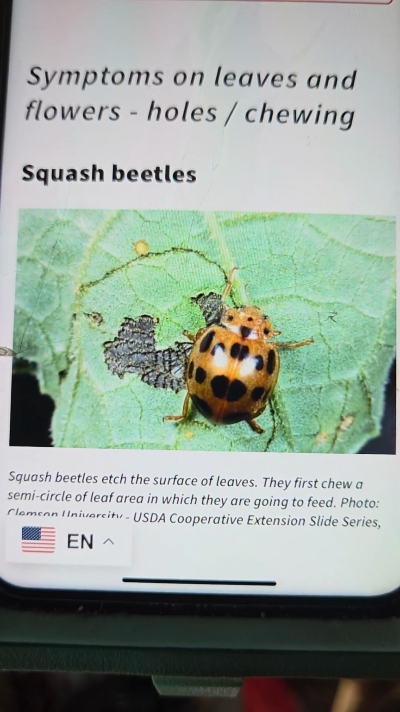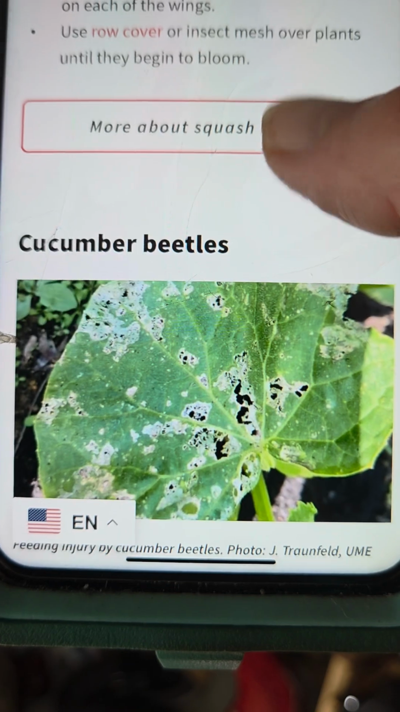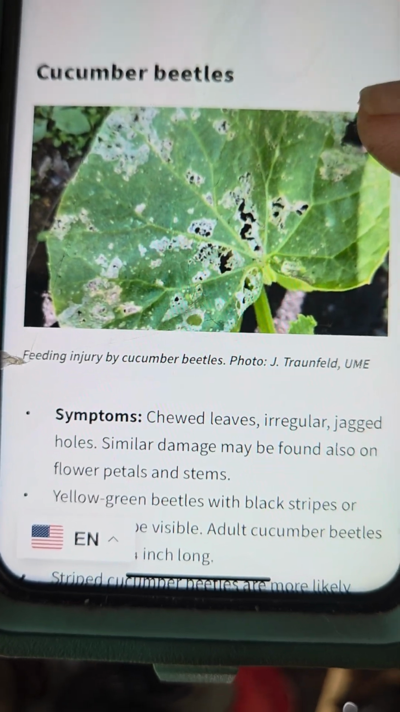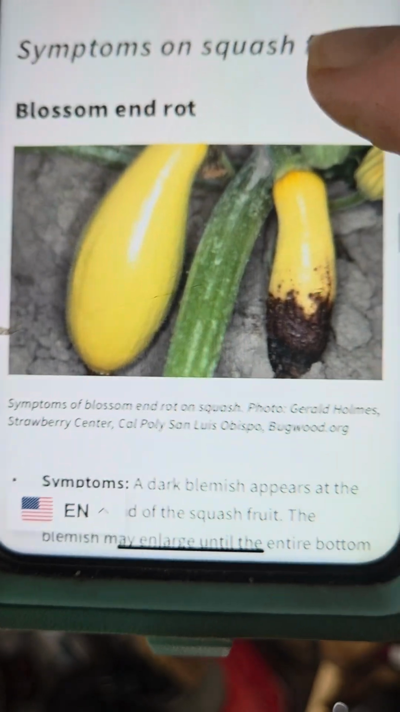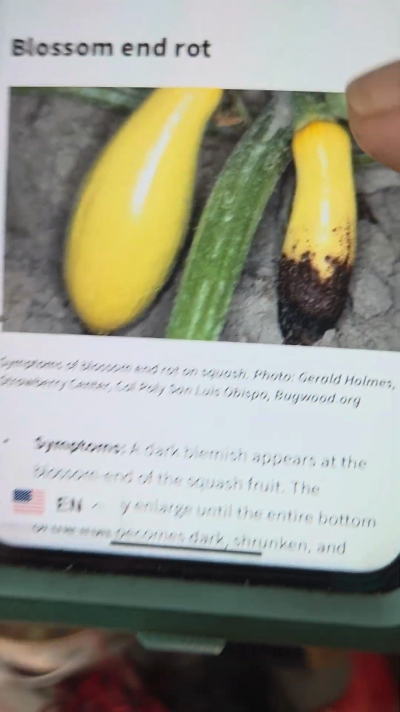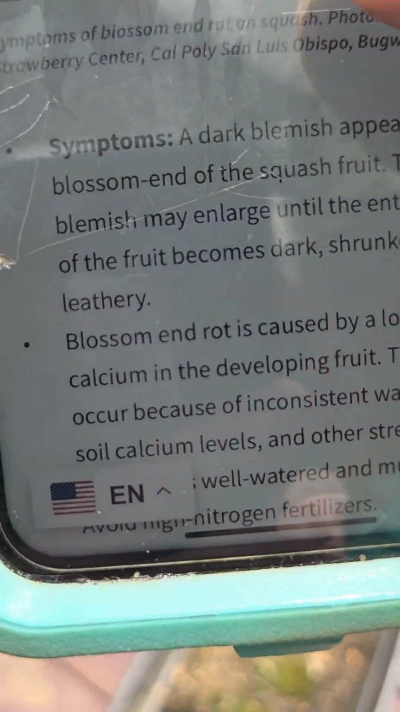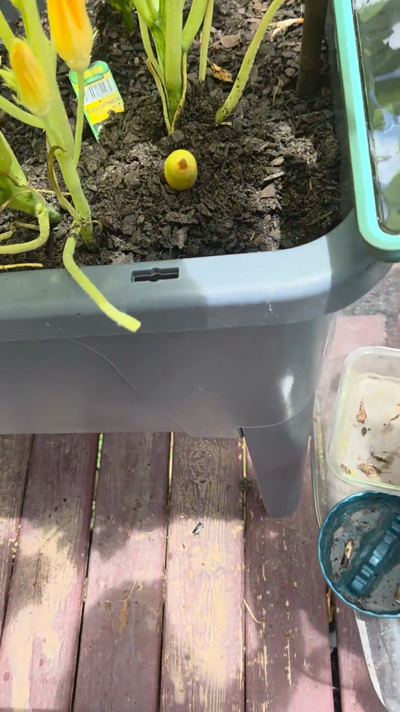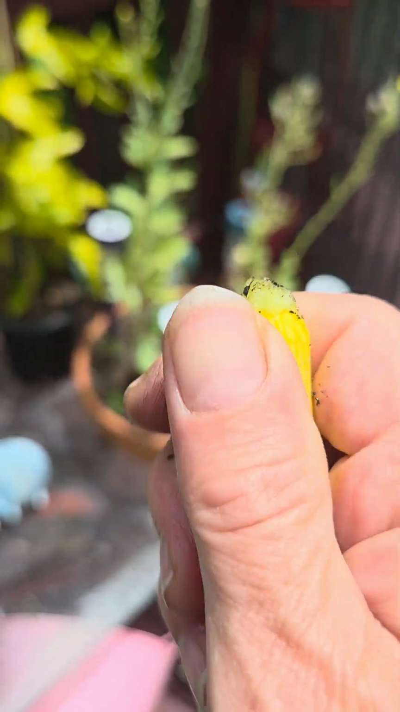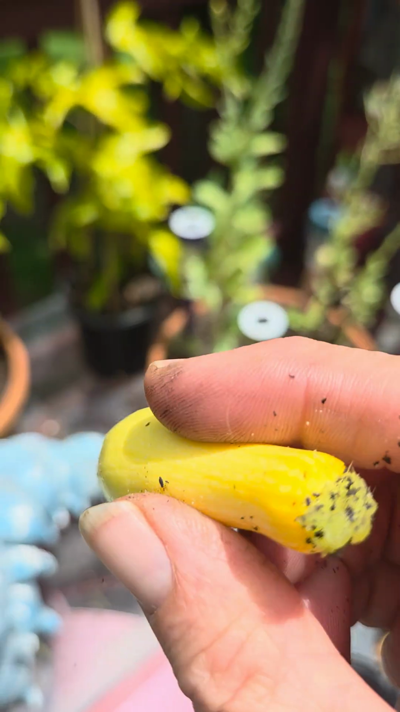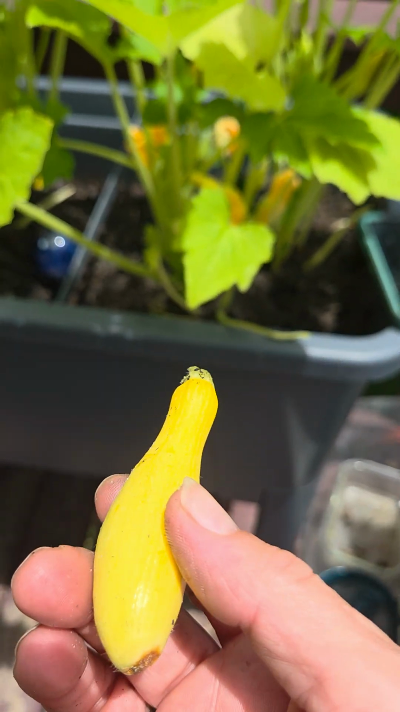I caught one the other day, and let me tell you what, these things will bite. FYI. So I've got to go get something for beetles. That's what's eating it, okay? I just solved that problem. There's the rot. That's what was going on. Dark blemish, caused by low levels of calcium. All right, I've got to go invest in some dang calcium fertilizer. I guess I'll try to cut that off and eat this little squash. This is my first squash, and it came out rotten.